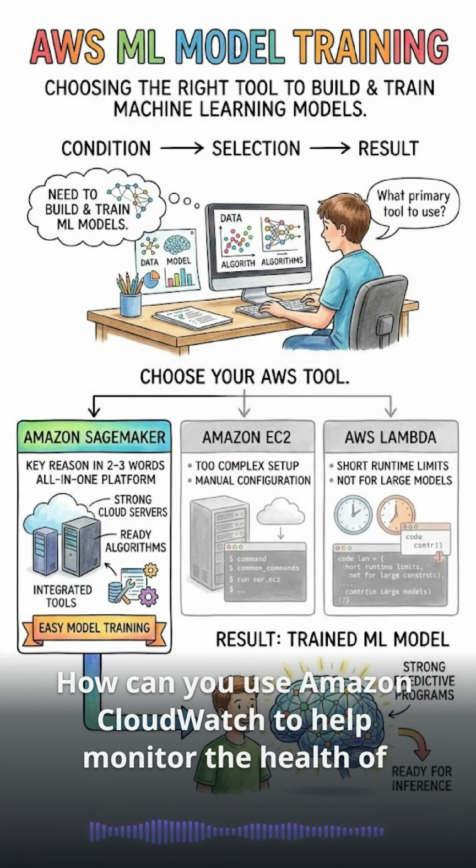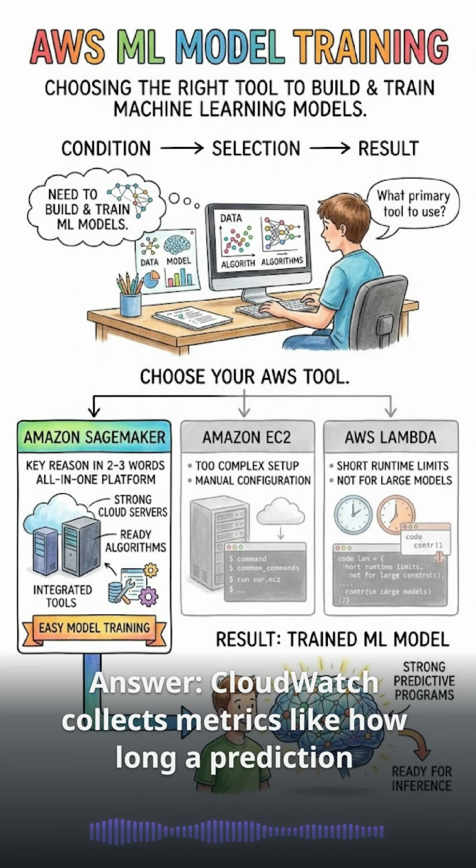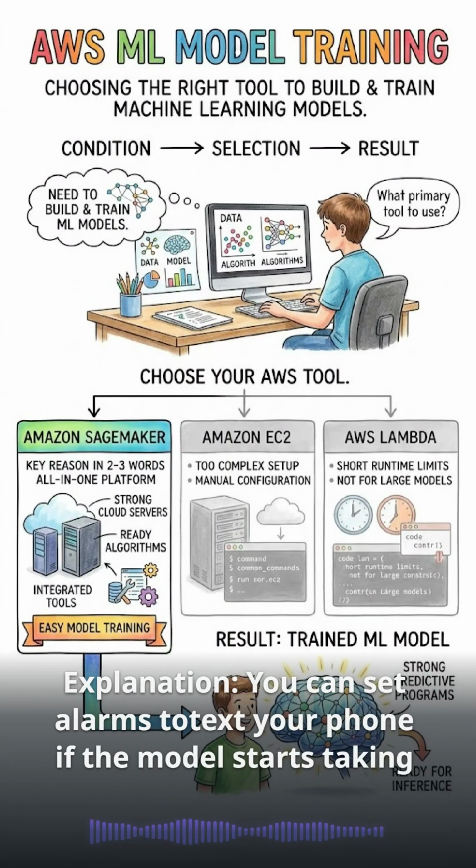84. How can you use Amazon CloudWatch to help monitor the health of your SageMaker model endpoints? CloudWatch collects metrics like how long a prediction takes and how many errors are happening in the system. You can set alarms to text your phone if the model starts taking too long to answer or starts failing.